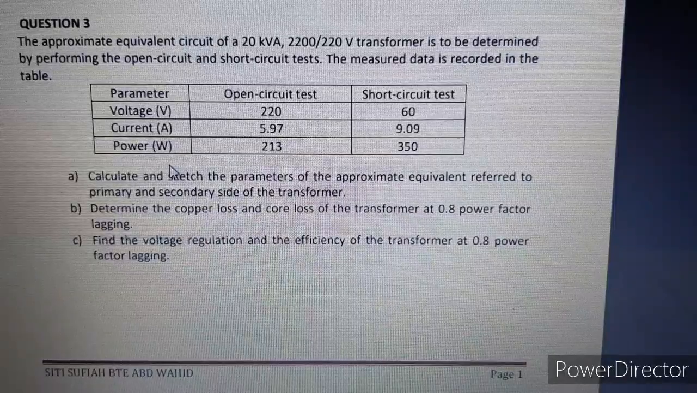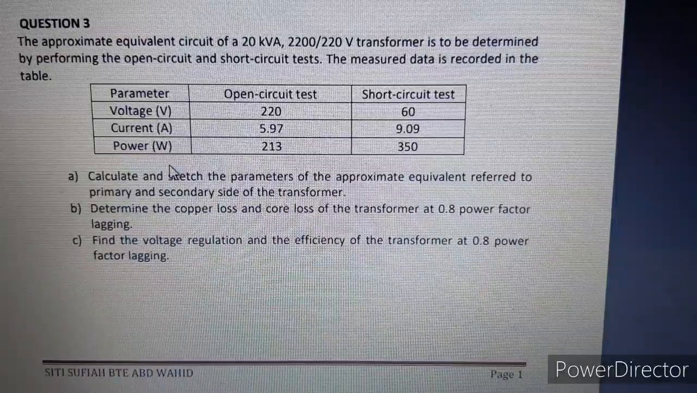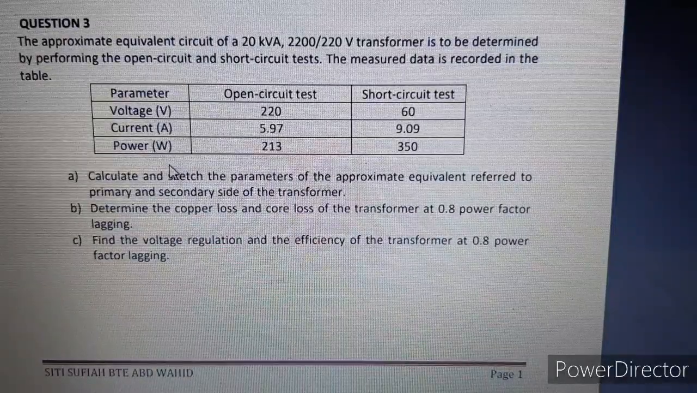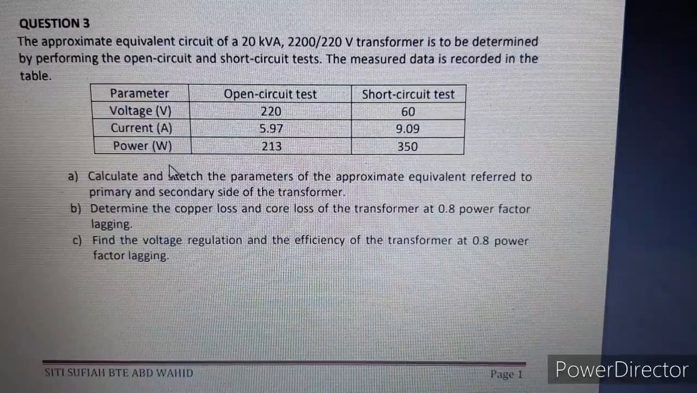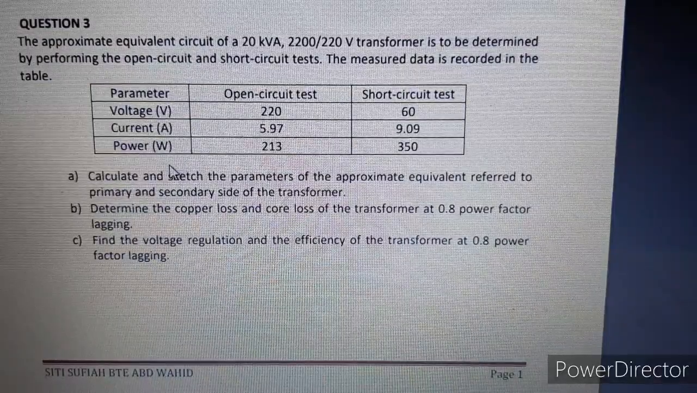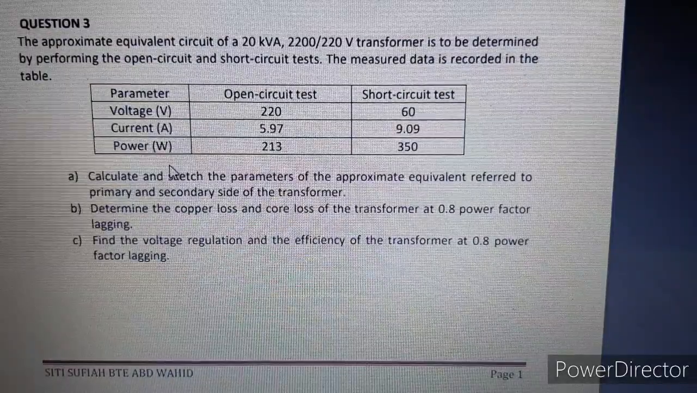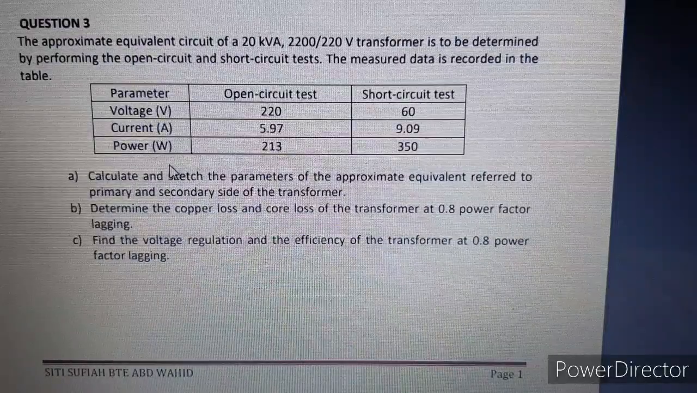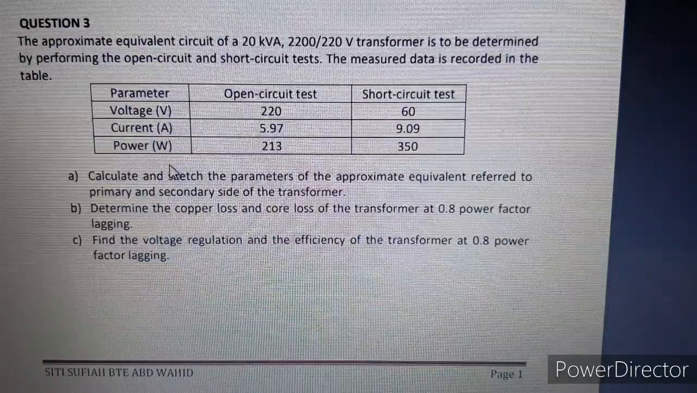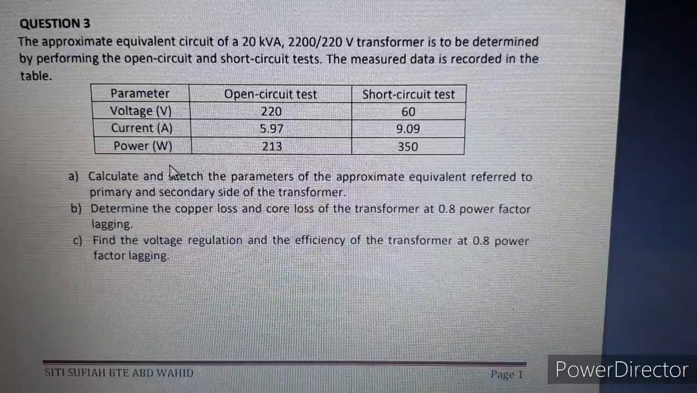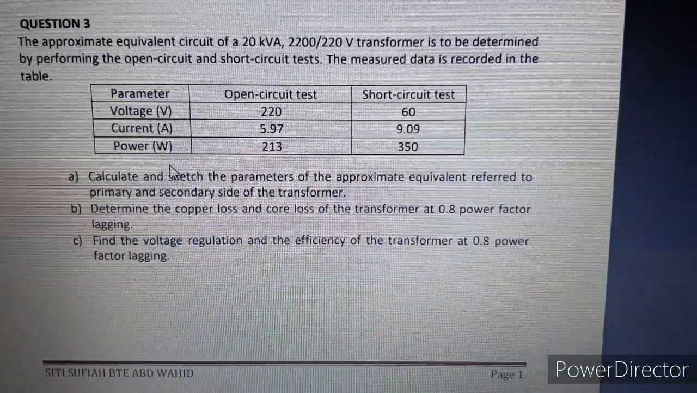In this third video of chapter Transformer, I'm not sure, fourth video of chapter 2 Transformer. So I will explain how we calculate VR and efficiency if we are using referred to secondary.